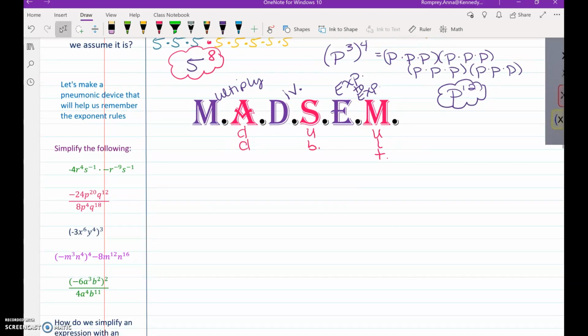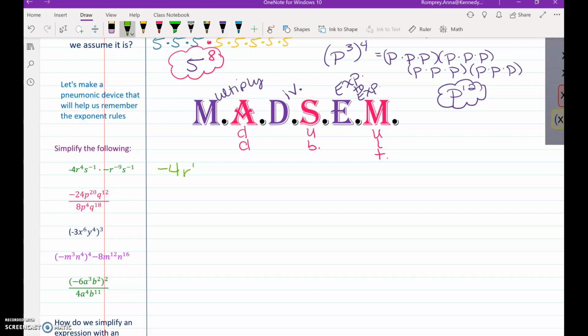So let's go ahead and find something a little bit more complex. It says simplify the following. Again, we are not using calculators. This whole first semester, we're not using calculators. We need to understand the properties and why things work and how to simplify them without a calculator. So let's look at our first question.